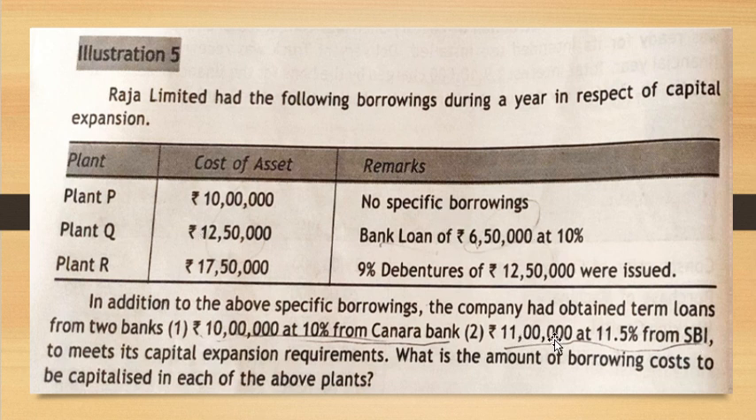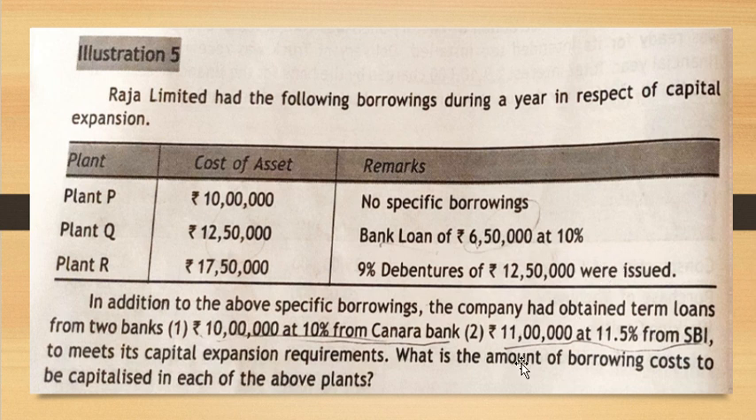The remaining amount will be 5 lakh, which can be used to acquire plant R. So 12 lakh 50 is specific borrowing, and the 5 lakh will be your general borrowing. How did you get 5 lakh? It is 17 lakh 50,000 minus 12 lakh 50,000. The remaining amount to be used to buy this asset is 17 lakh 50,000 minus 12 lakh 50,000, which gives you 5 lakh.